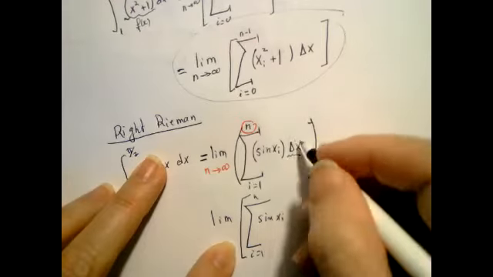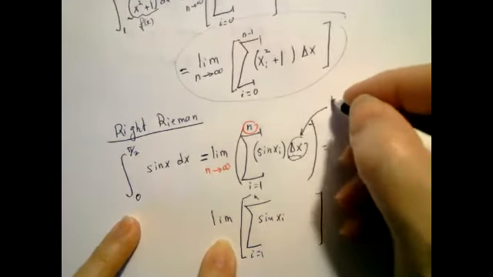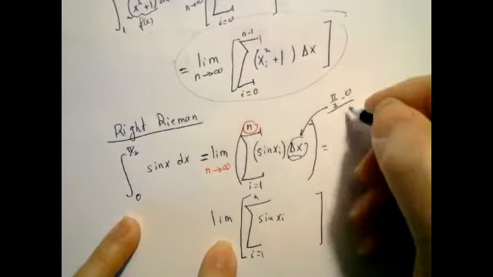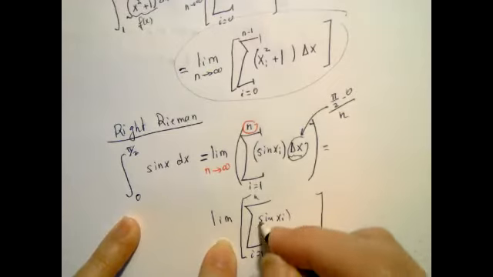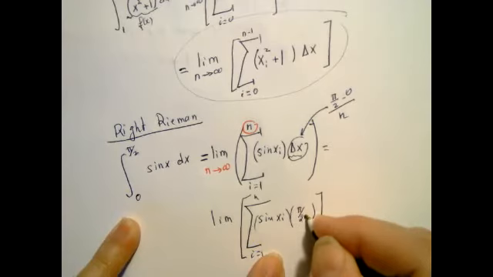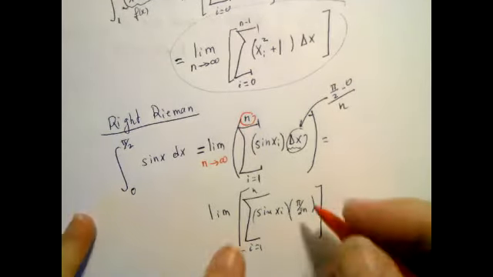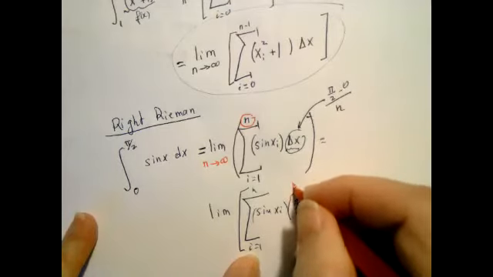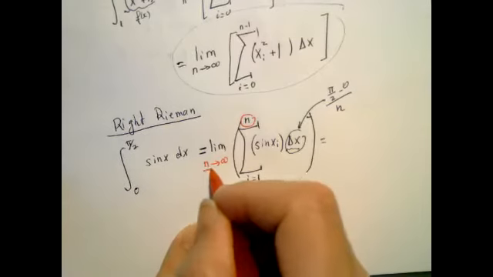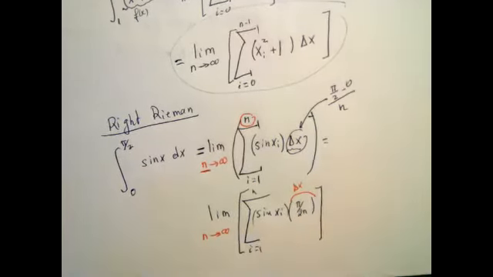And delta x is, every time, b minus a divided by the number of subdivisions. So sometimes instead of delta x, we see pi over 2n. That's really what represents the delta x here. And it's the limit as the number of subdivisions goes to infinity. That's what the limit is.